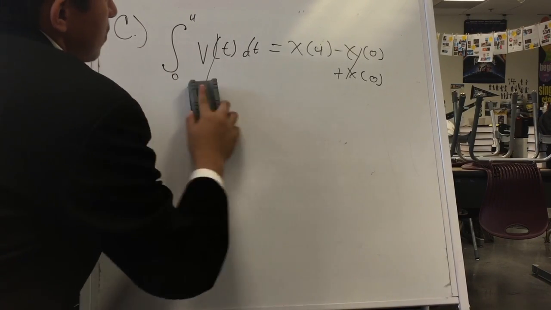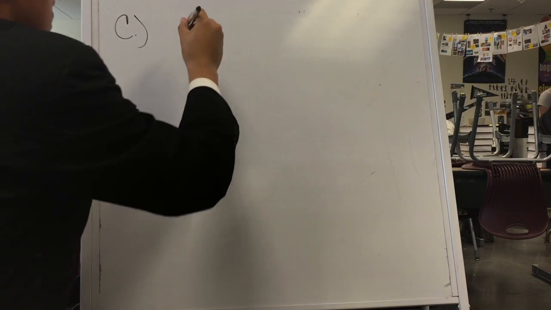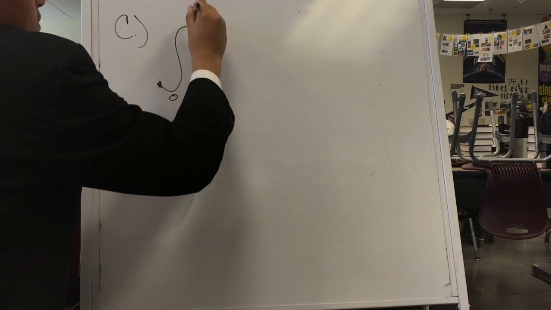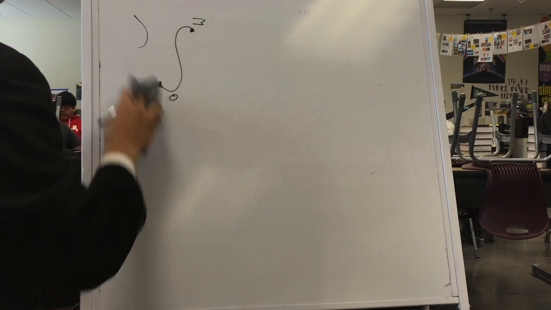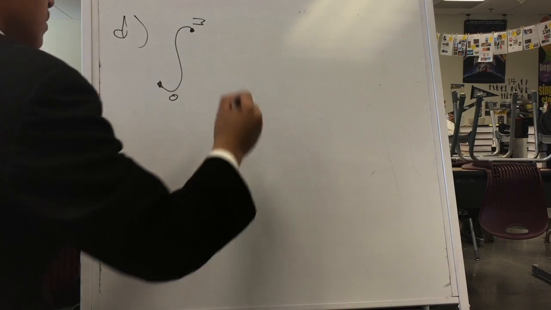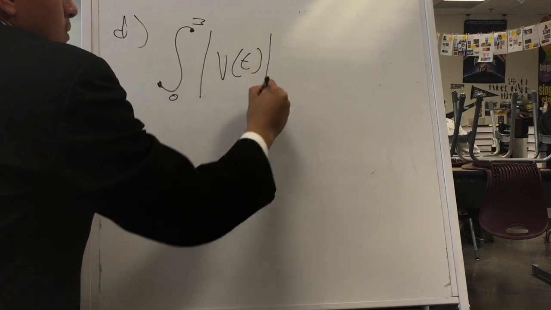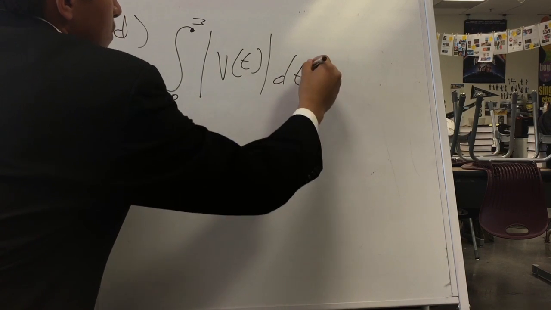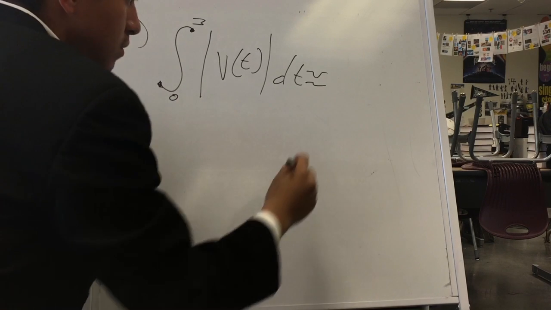Now that we're done with C, we're gonna move on to D. D says find the total distance that the particle travels from time t equals 0 to time t equals 3. So what we're gonna do is the interval from 0 to 3, and as we know, total distance means absolute value of b of t in this case. So total distance means absolute value. You gotta remember that on the FRQ in order to get it right.